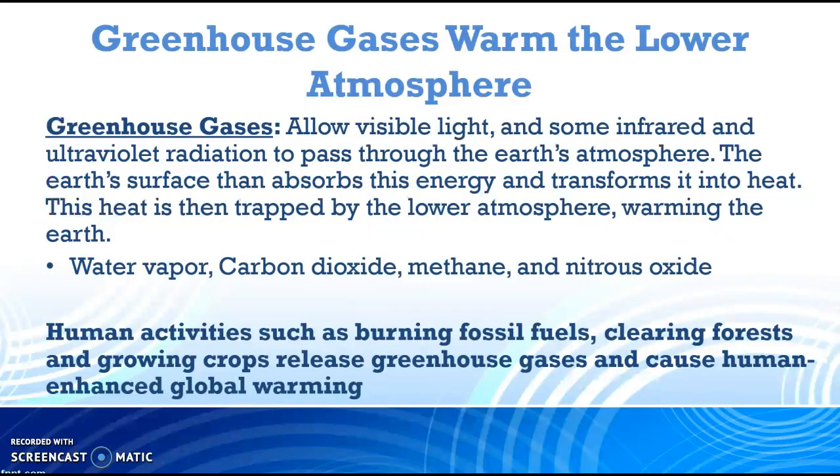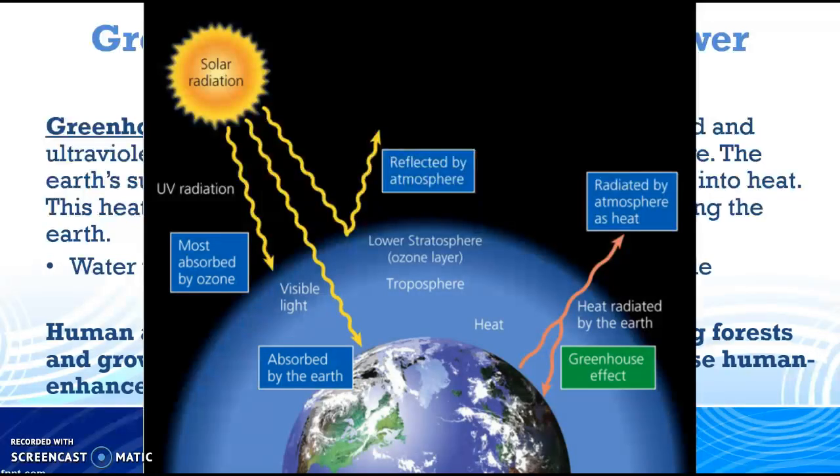However, when we hear greenhouse gases, that also usually has a negative connotation because human activities such as burning fossil fuels, clearing forests, and growing crops that release these greenhouse gases are increasing the amount of heat that we actually trap in, which is causing global warming. So here's a way to look at it. You've seen this figure before. Solar radiation comes in. The ozone, or those greenhouse gases, trap in the heat, so we can keep our Earth warm.